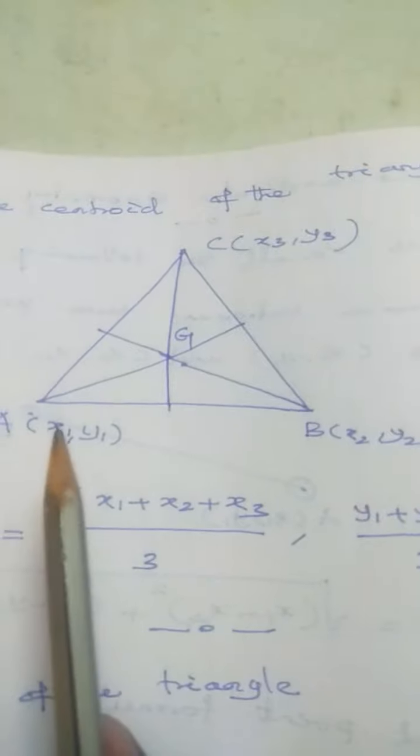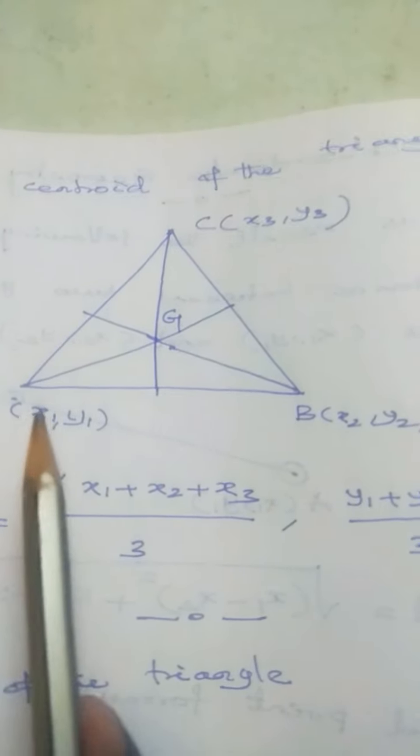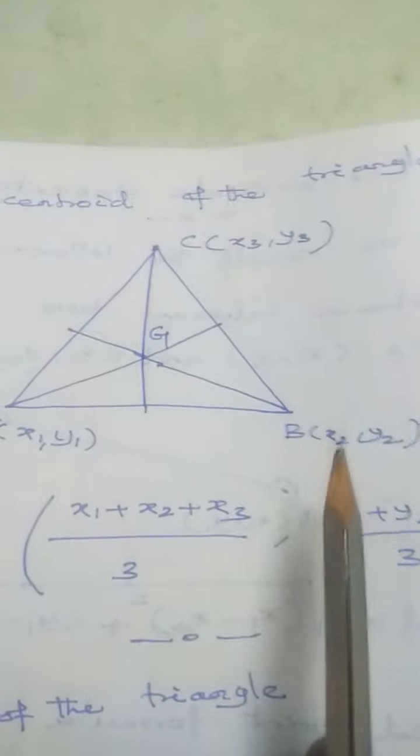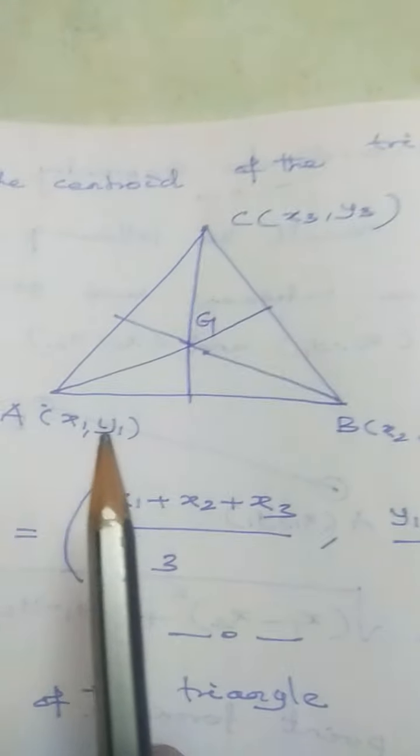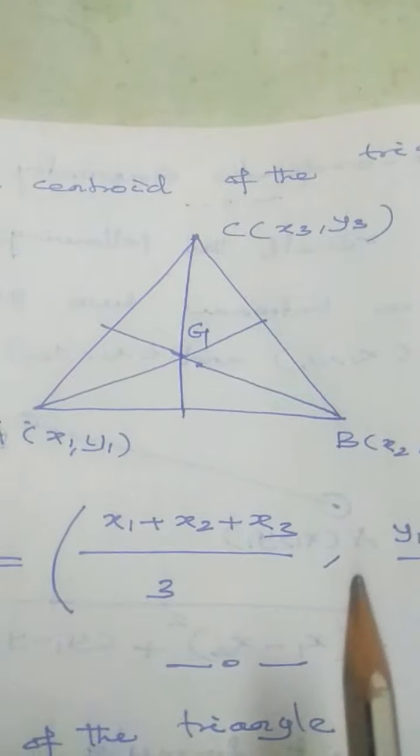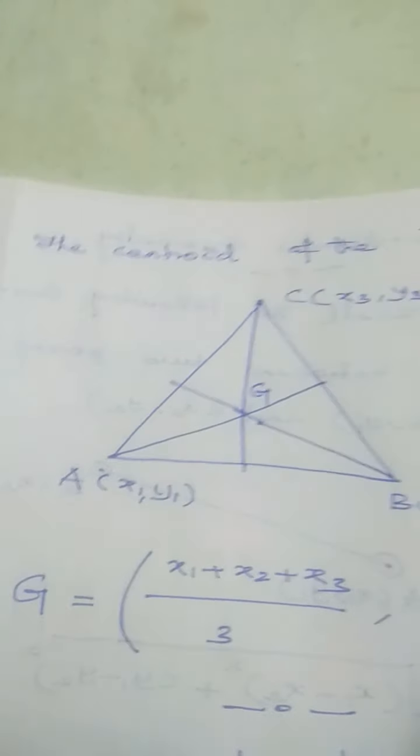That is for the centroid. Take the x coordinate, this x1, and then x2 plus x3, whole divided by 3. Then for y, it is y1 plus y2 plus y3 by 3, comma, and this is the centroid. This is the formula to find the centroid.